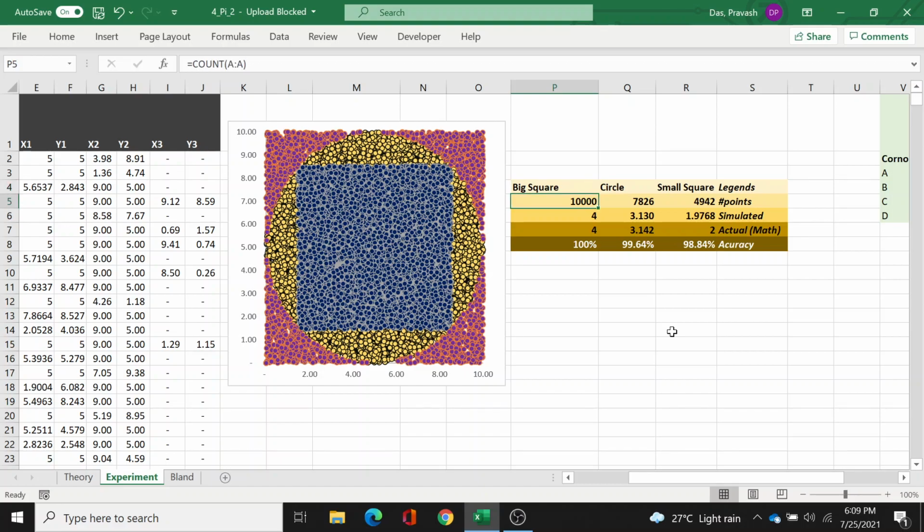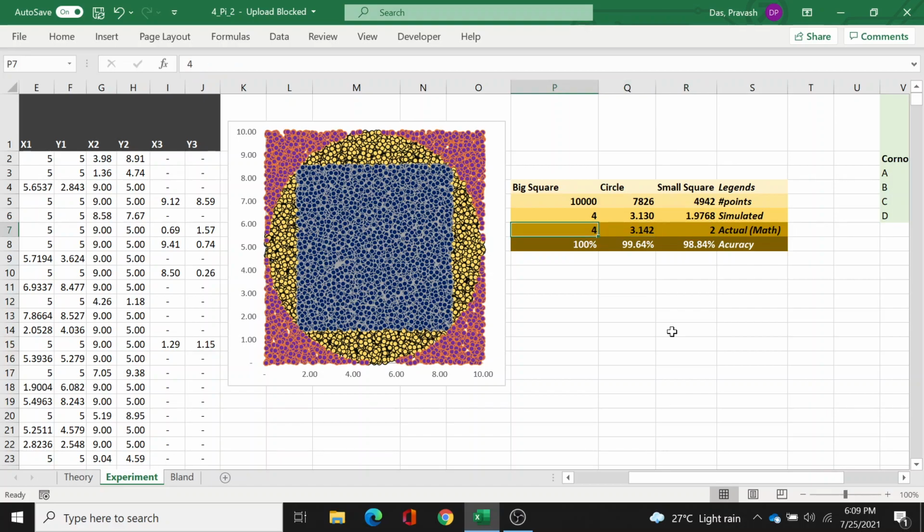Now out of those 10,000, 7,826 points would belong to the circle, and in this simulation 4,942 points belong to the smaller square, right? So if I see the ratios of those, I can just divide by 2,500 across. It comes to 4 is to 3.13, which is very close to pi, and 1.97, which is very close to 2.